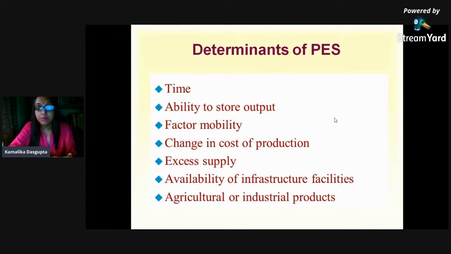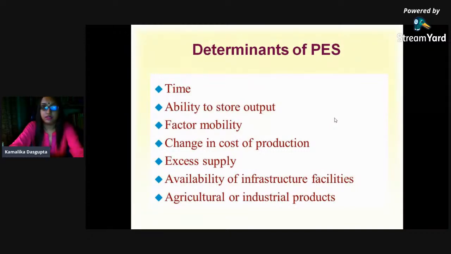Now the second point is ability to store output. Suppose you can store your product. So what will happen? Your elasticity of supply is going to be less, because you know that you can store your output. So you can keep it for future sale. So whenever the price is going to go up, you will store the output and you will not supply it now. You will store the output and sell it later when the price goes up. So for now, your elasticity of supply is going to be lesser.